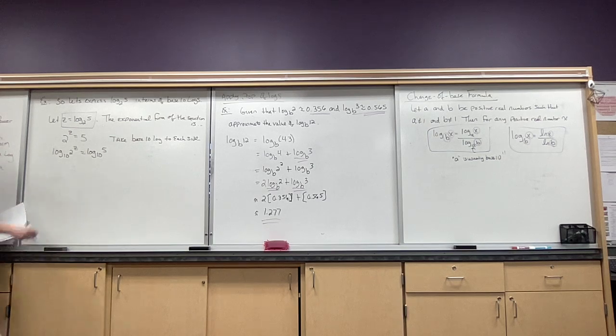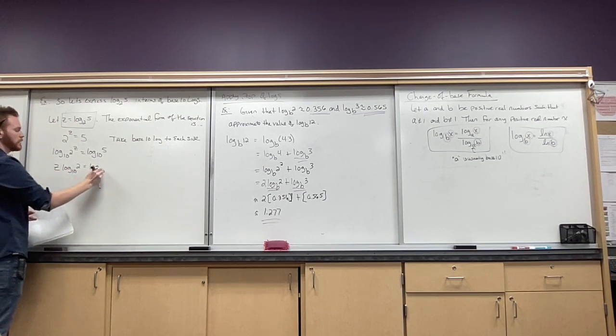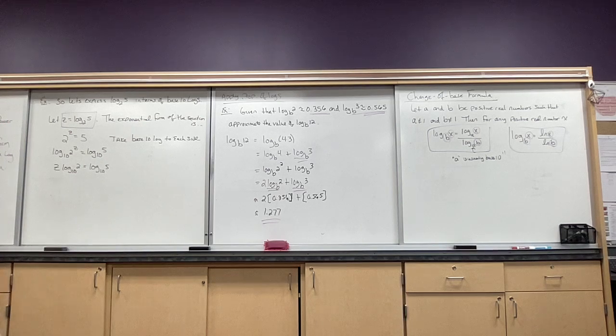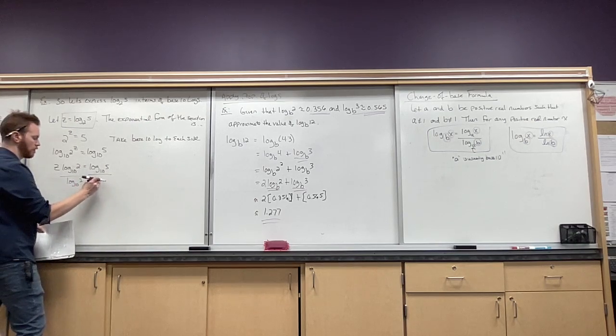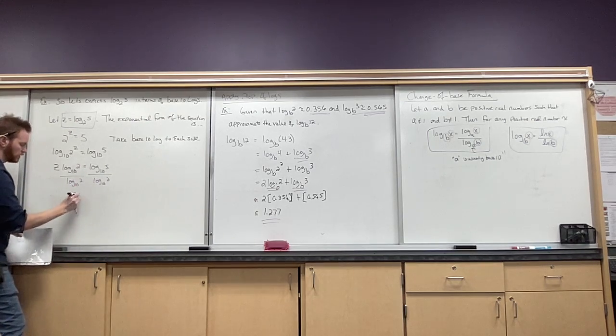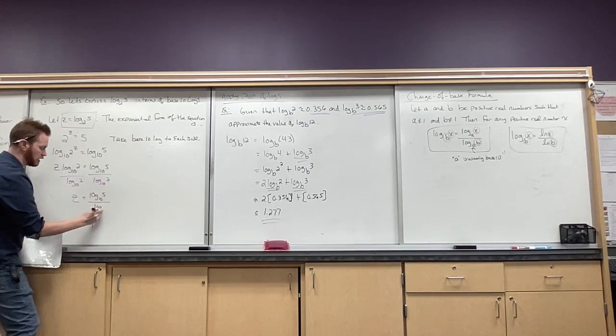Now using the power property, I can bring z out in front. So let's put z here. And then log base 10 of 2 equals log base 10 of 5. That's just me using the power property. And then I think we're about done. To solve for z, we divide both sides by log base 10 of 2. So z is log base 10 of 5 over log base 10 of 2.